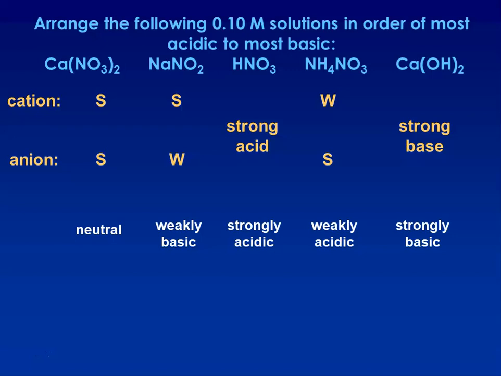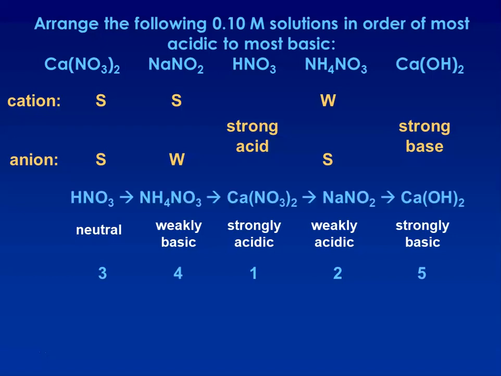So if I was going to arrange these solutions, these weren't all salts. The only ones that were true salts were the 2 on the left and the 2 on the right. But we were just asked to arrange these solutions, and it would be impossible to arrange the salts that weren't strong bases if we didn't understand what the cations and anions could contribute. Our most acidic would be the HNO3. Our next most acidic would be the ammonium nitrate. Then we have our neutral salt, calcium nitrate, our weak basic solution, sodium nitrite, and then calcium hydroxide.